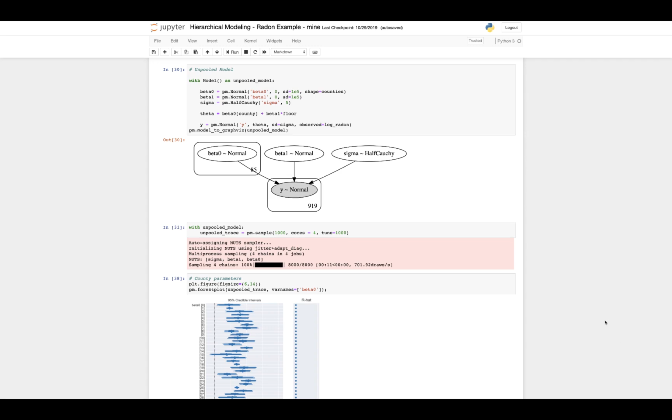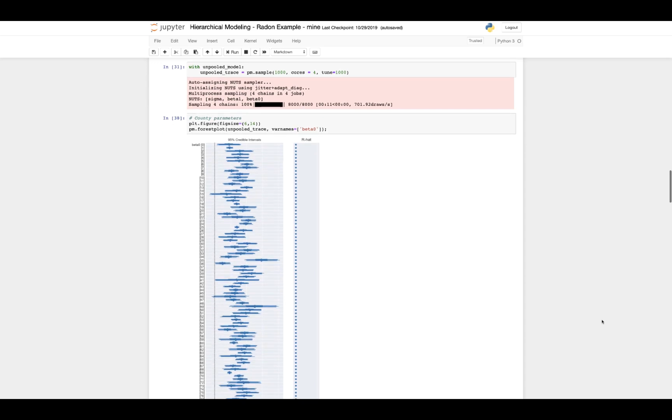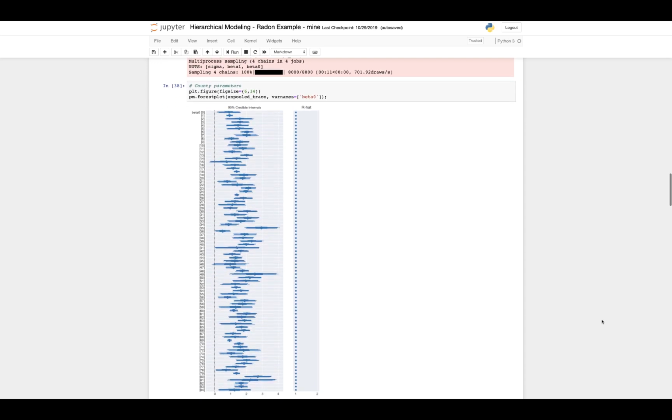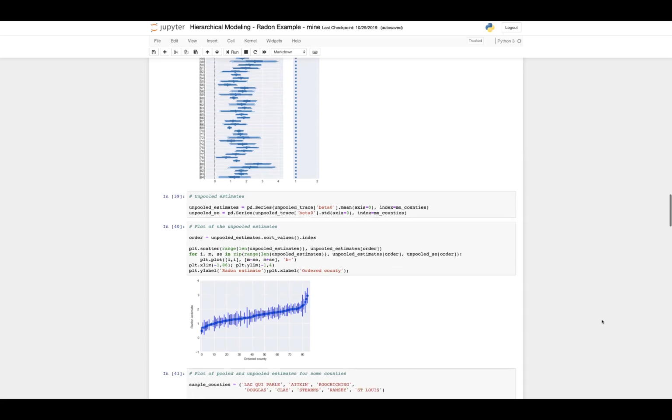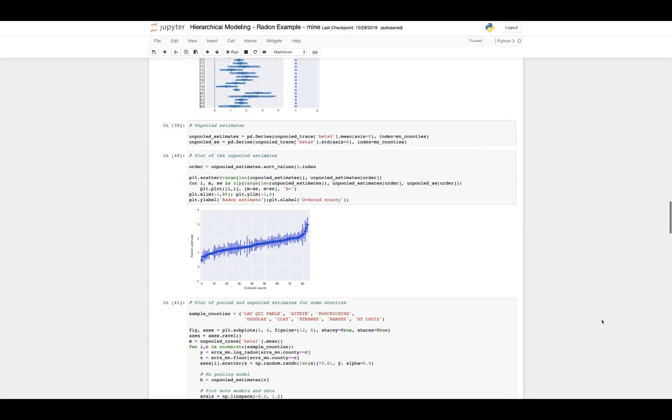The results of this particular model are shown here. Again, this is running our Hamiltonian Monte Carlo to get the results for each one of the parameters. In this case, we're just showing the intercept terms, and we're showing the credible intervals for each one of those intercepts. Another way to see this is to plot the results in terms of the radon estimates, and you can see how the radon estimates vary widely across the different counties based upon this model.